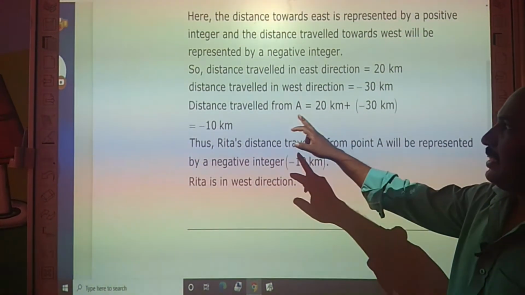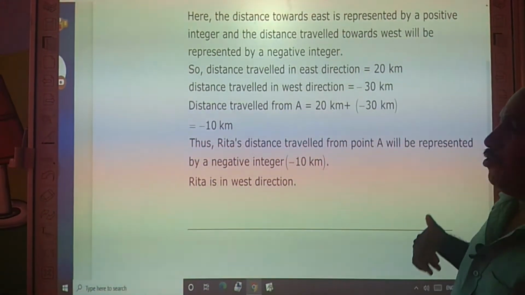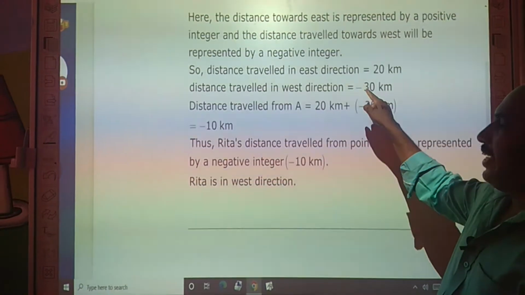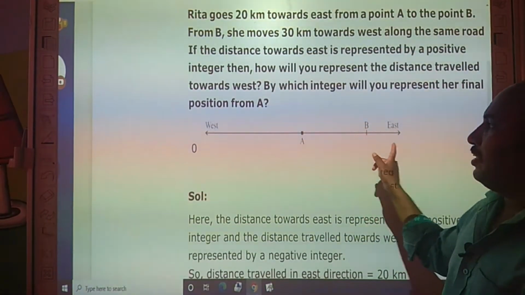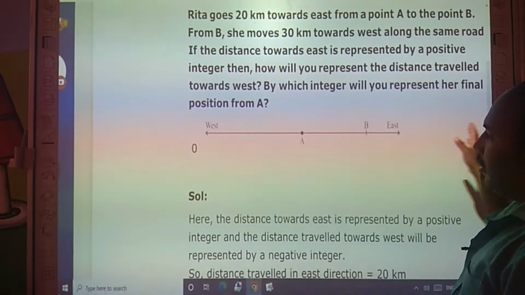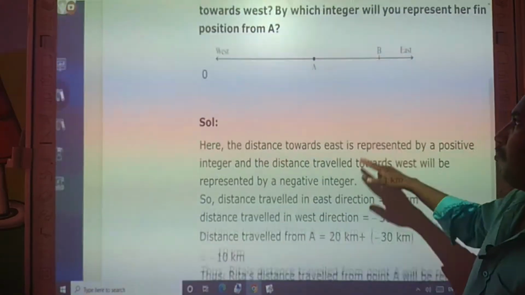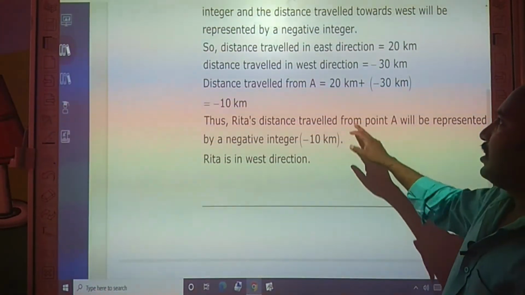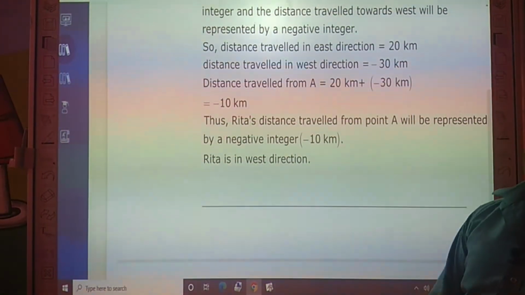The next, distance traveled in the west direction. The west direction means opposite direction. So we take minus for the opposite direction. We take minus, it's the west direction. First we go to the east, then next we return west. West direction 30 kilometers. The opposite direction means we take minus.